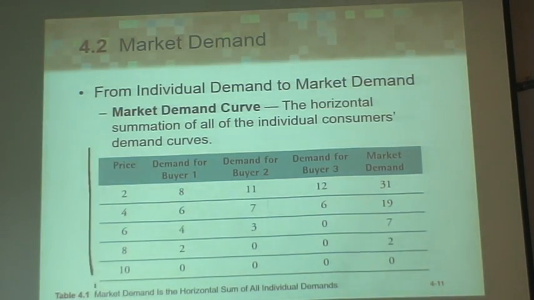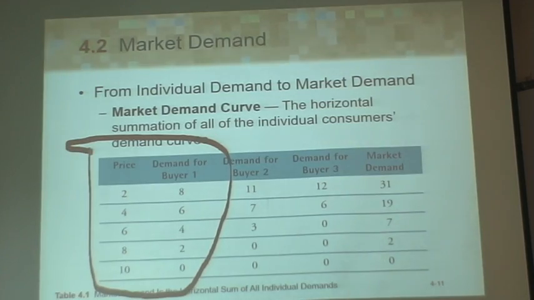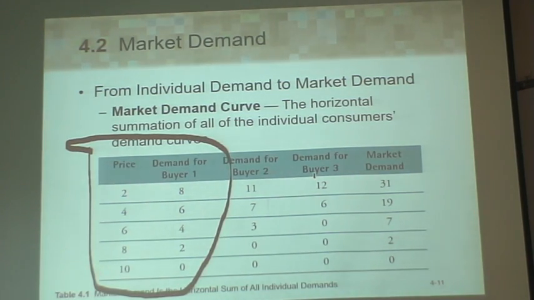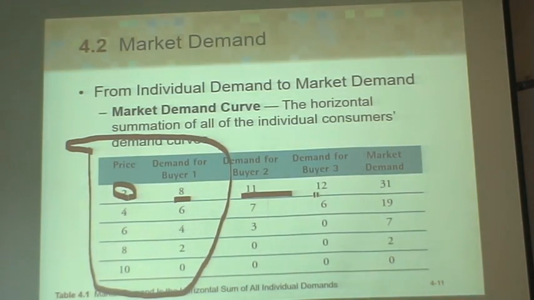So from this chart, this will be the demand curve. But when you have 2 persons, 3 persons, what's going to happen? You have to add them all up horizontally. So at price 2, now the quantity demanded is 8, 11, 12, and so the total quantity demanded for the market will be 31. And the same thing for the other prices.